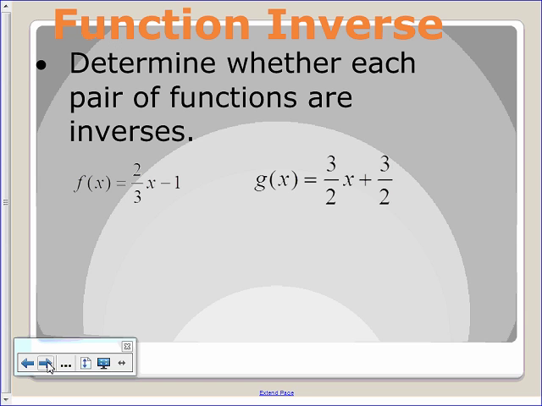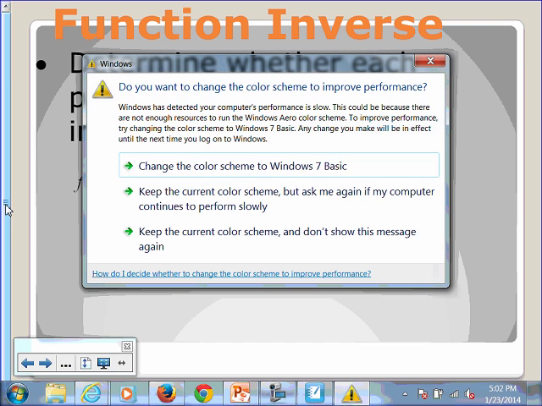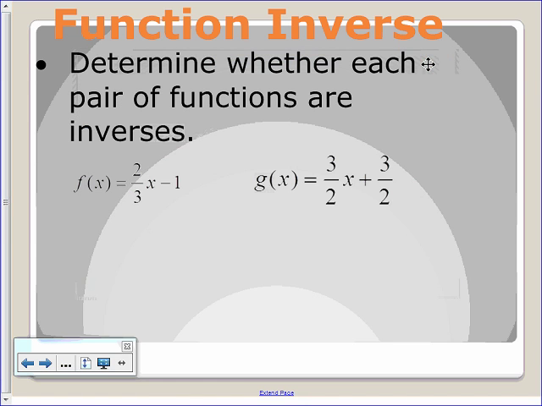Now let's determine whether each pair of functions are inverses. How do we do this? Well, we're going to take the inverse of f, and we want it to be g. If it is, then we need to take the inverse of g, and we want it to be f. If they both work, then they are inverses. If one of them doesn't work, then they're not inverses of each other. So let's follow our same steps.